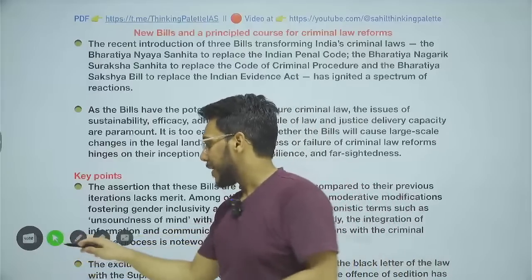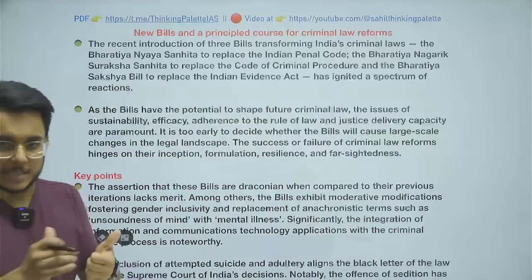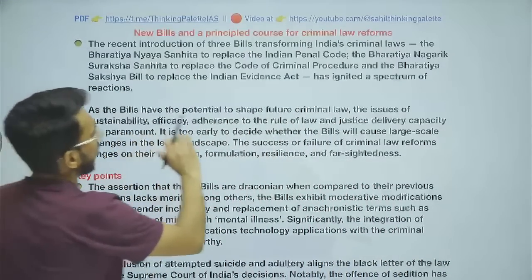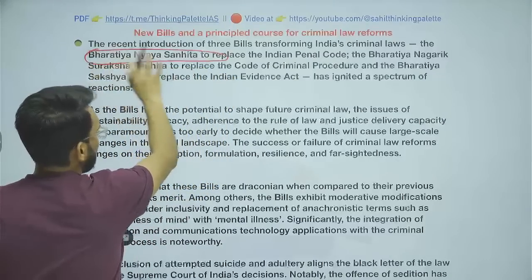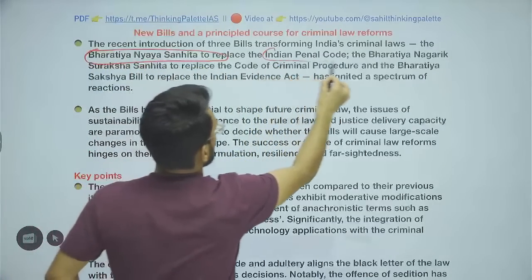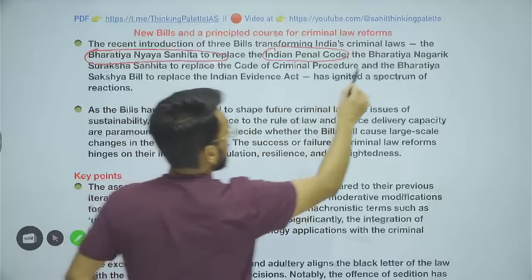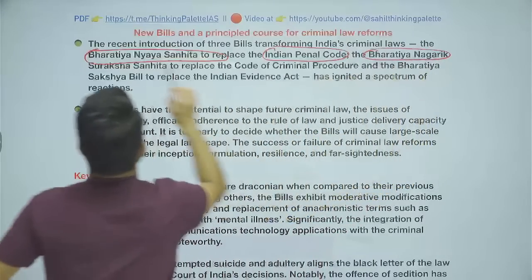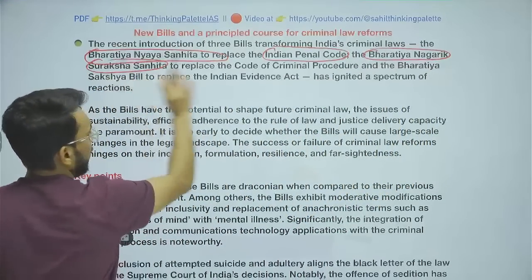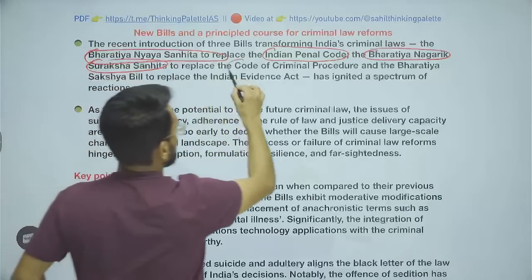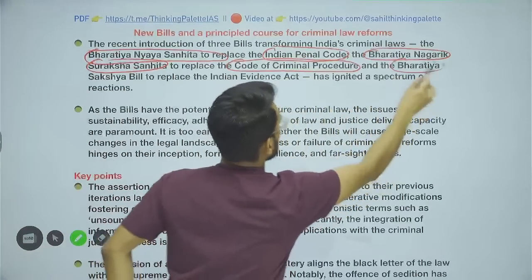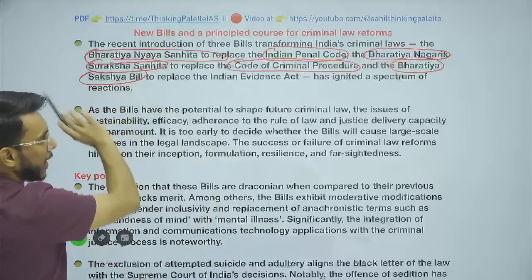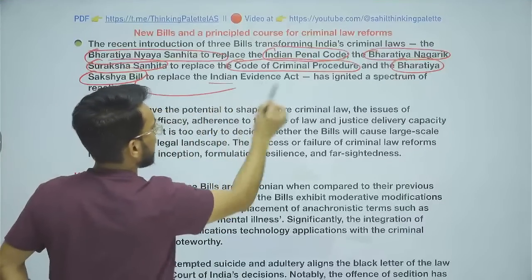Now, government has introduced the bills. What are these bills? Let's understand that. So, government has introduced, number 1, Bharatiya Nyaya Samhita bill. Now, this Bharatiya Nyaya Samhita will replace the Indian Penal Code. Then the next is Bharatiya Nagarik Suraksha Samhita, and Bharatiya Nagarik Suraksha Samhita will replace the Code of Criminal Procedure. And then the third is Bharatiya Sakshya Bill. This Bharatiya Sakshya Bill will replace the Indian Evidence Act.